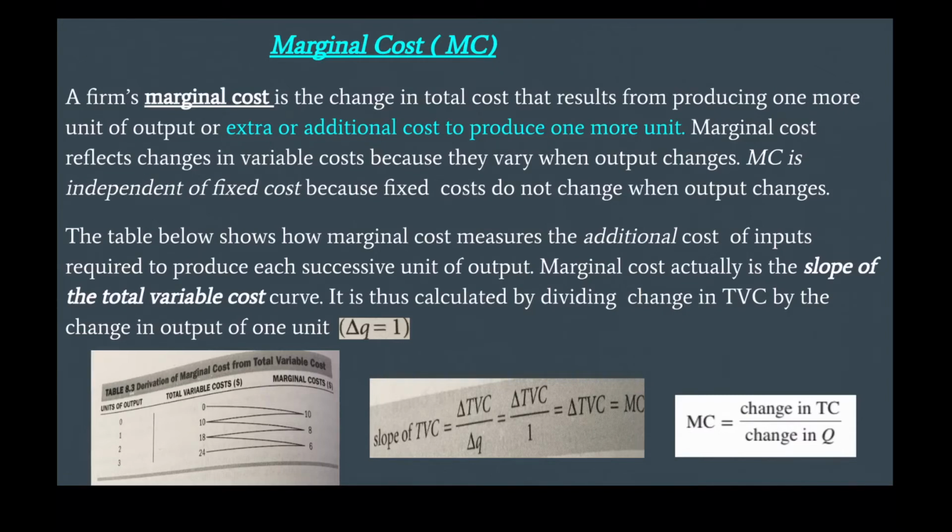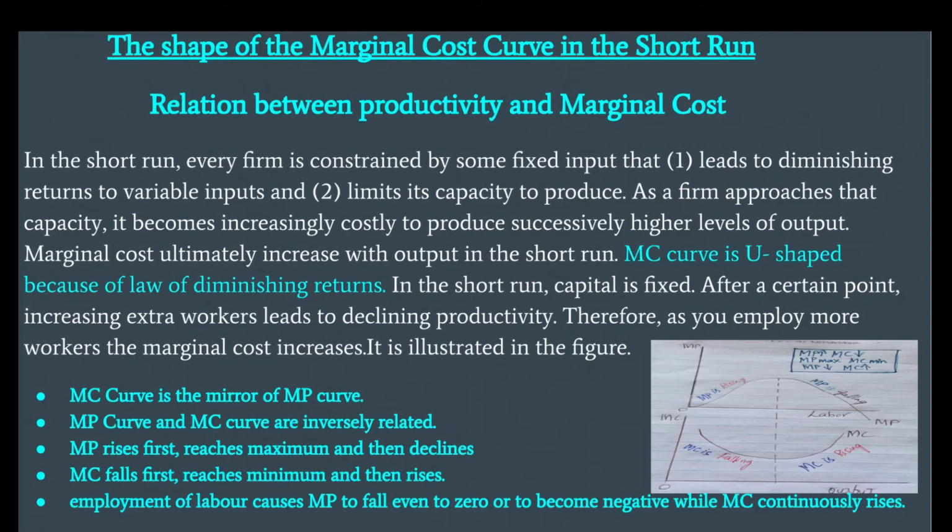The table below shows how marginal cost measures the additional cost of inputs required to produce each successive unit of output. Marginal cost actually is the slope of the total variable cost curve. It is thus calculated by dividing the change in TVC by the change in output of one unit. Or you can say the change in TVC is nothing but marginal cost, which is calculated by change in total cost over change in quantity. See the relation between productivity and marginal cost. This is one way of deriving marginal cost.